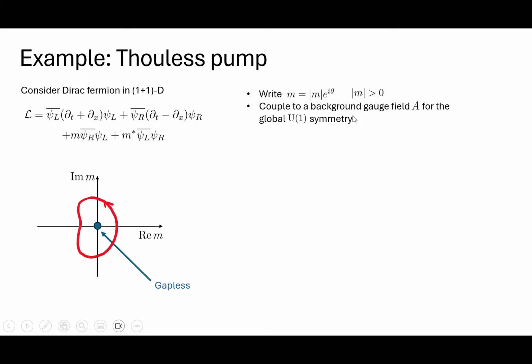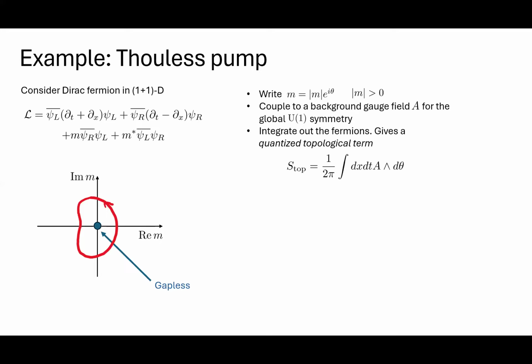As a global symmetry, you can couple to a background gauge field. Then you can integrate out the fermions because they're gapped. What is left after you've integrated out the fermions? You can get a quantized topological term that involves the gauge field. If it involved only the gauge field, that would be a symmetry protected topological phase. But you can also get topological terms that depend on the parameter. Here it would be A d theta, and you can argue from gauge invariance that this term is quantized.